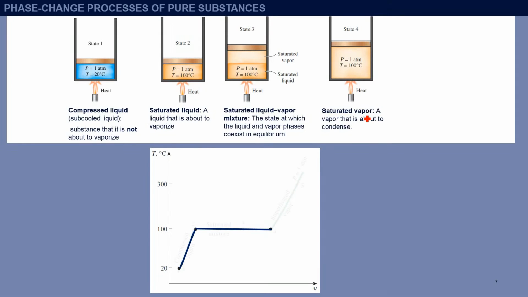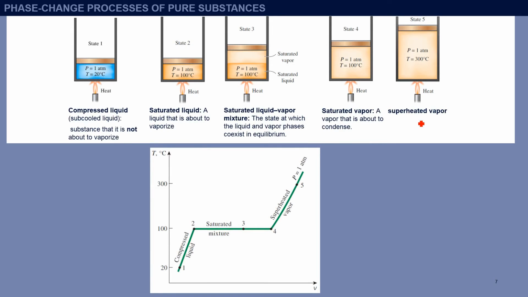So if I remove a little bit of heat from saturated vapor, it starts to condense. Now I'm still adding heat. I'm heating this system. So what happens is saturated vapor becomes superheated vapor. The difference between saturated vapor and superheated vapor is when I remove heat from superheated vapor, it doesn't start to become liquid. It stays as vapor.